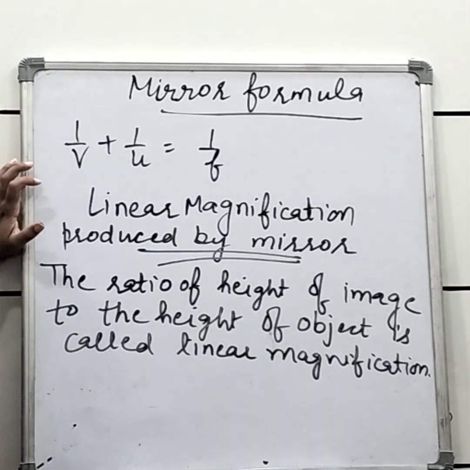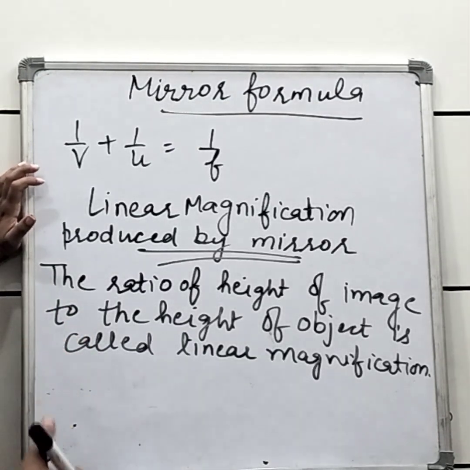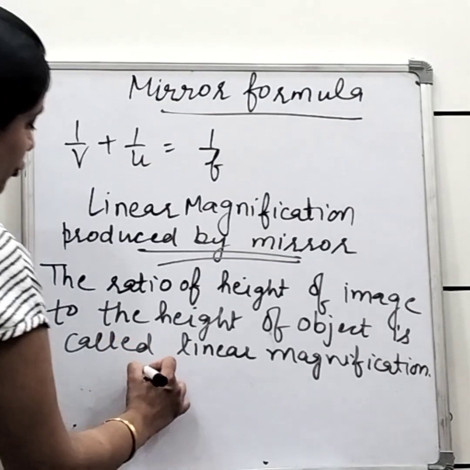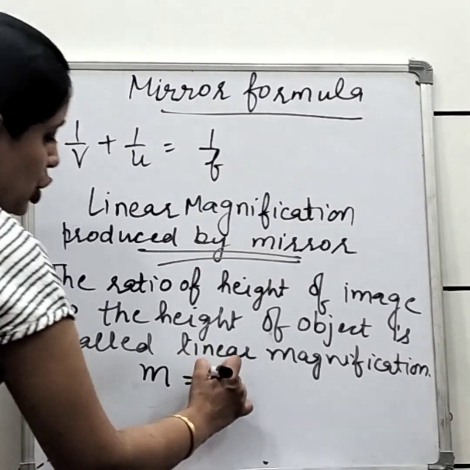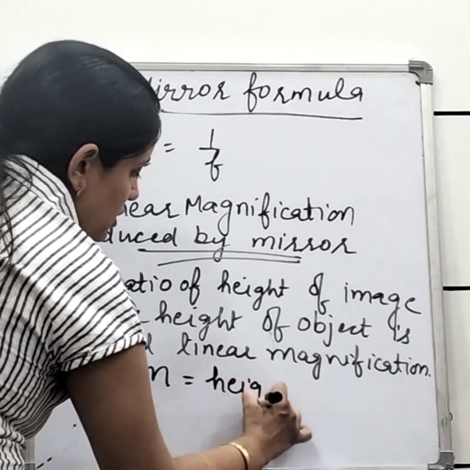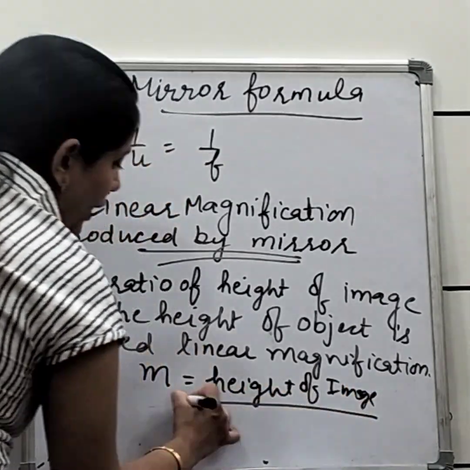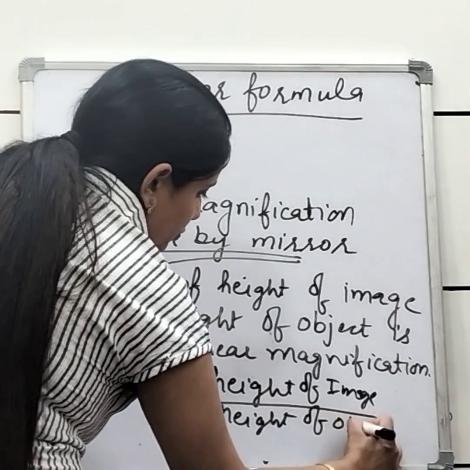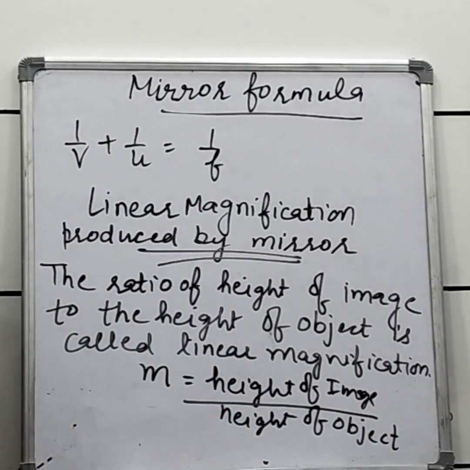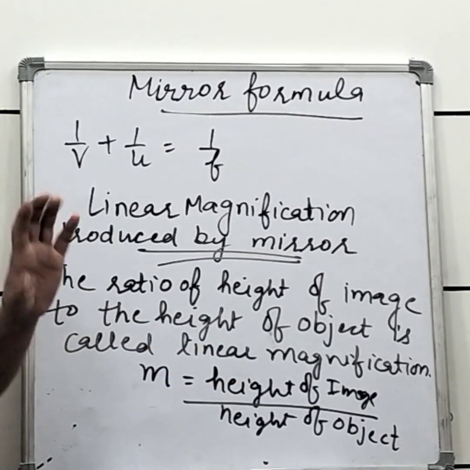Now linear magnification produced by the mirror. What is the linear magnification? How big or small the image is compared to the object. So we will calculate it by the formula M. Linear magnification is denoted by the letter M. It is the ratio of the height of the image divided by the height of the object.